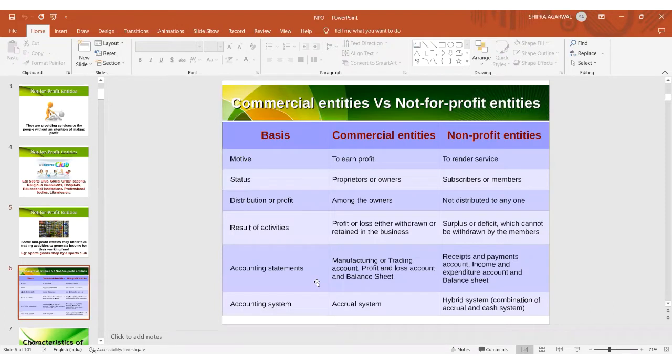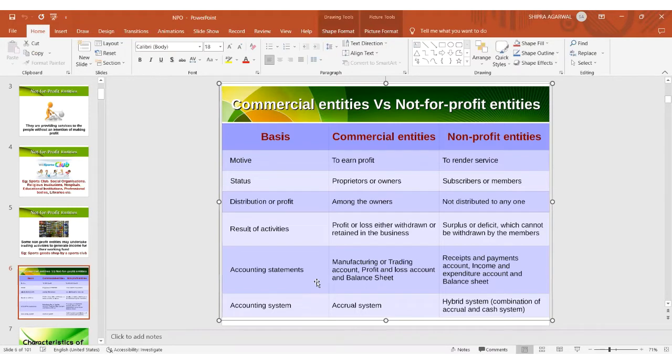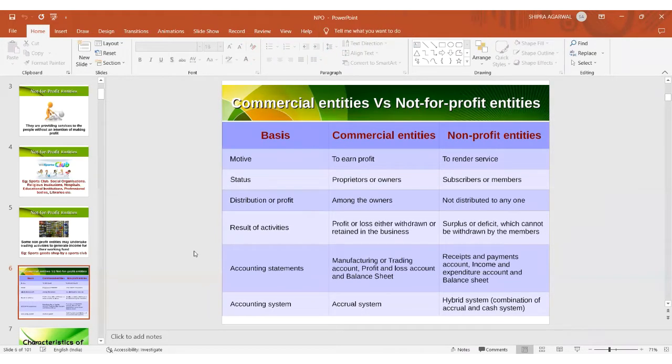Now, the question arises, what exactly is the difference between the commercial entities, or what we call any normal business house, and a non-profit entity? See, in case of a commercial organization, the basic objective is to earn profit. Whereas in case of non-profit entities, their basic objective is not to earn profit, but to render services, right?